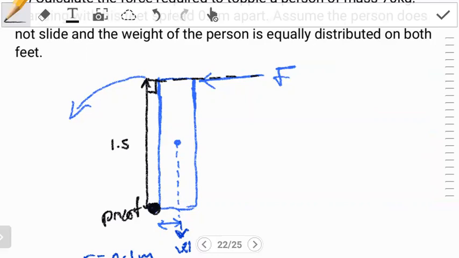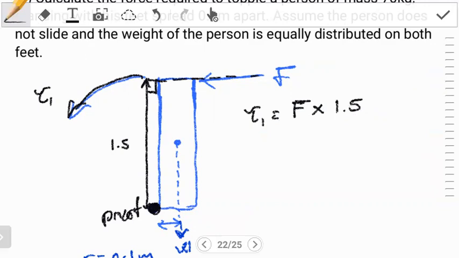So if we consider the same point as our pivot, then we see that the turning here is an anti-clockwise rotation, and it can be obtained by multiplying the force, the F we're looking for, times that 1.5, that height, which is the perpendicular distance from the pivot.